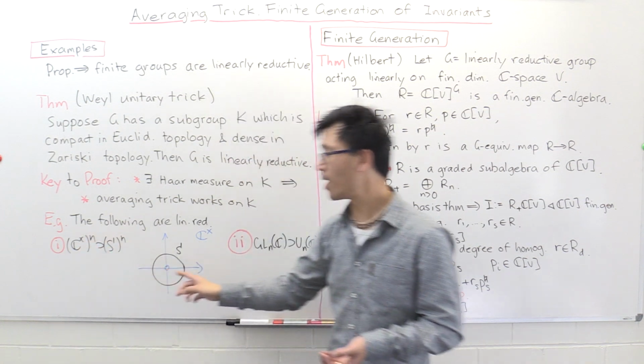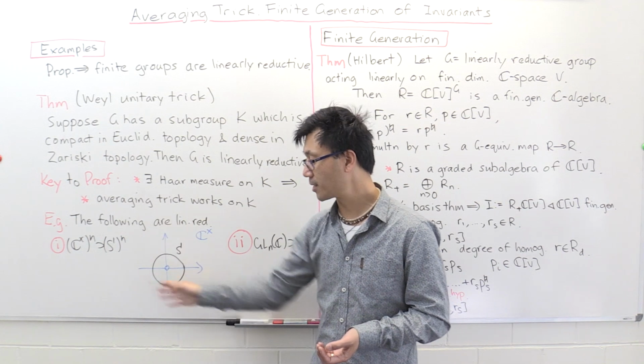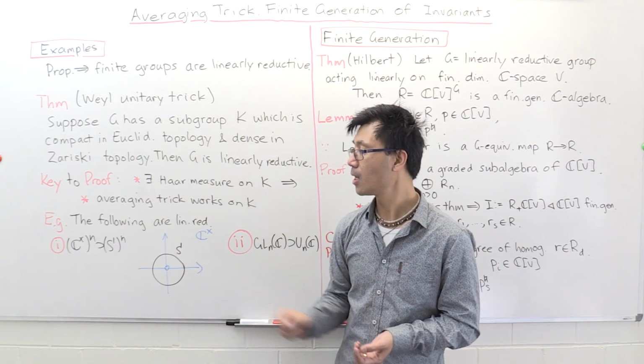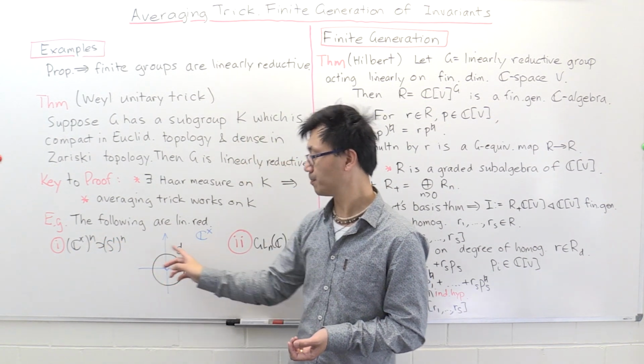So I've drawn here the example where n equals 1. So this is just a non-zero complex number. So it's the complex plane minus this point 0. Okay. So this is a multiplicative group. You just multiply complex numbers.